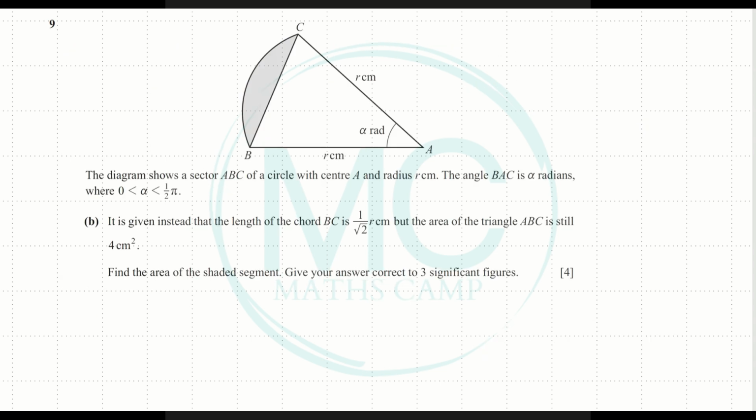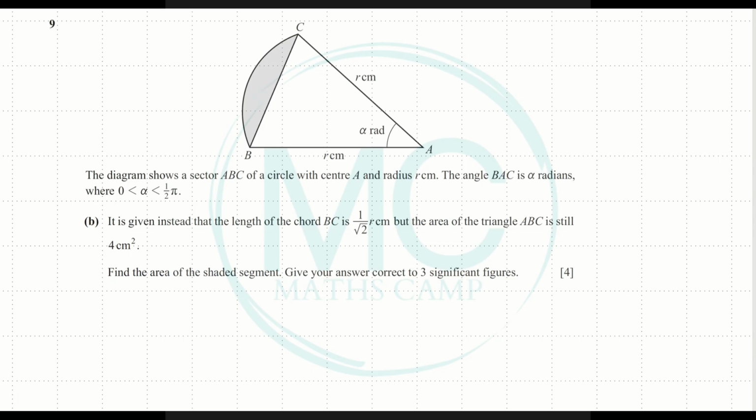Part B says it is given instead the length of chord BC is now 1 over root 2 r centimeters, but the area of the triangle ABC is still 4 centimeters squared. Find the area of the shaded segment. Give your answer correct to 3 significant figures.